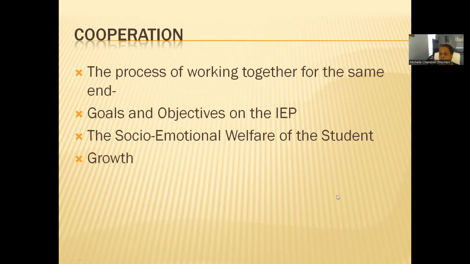And so with cooperation, we're looking at how well we can work together for the good of positive outcomes. And that usually is around making sure that if we have a student who is suspected of having a disability or a student who has a disability, that we are working together to make sure that the appropriate goals and objectives are put in place, and that we work so that those goals and objectives that are on the student's IEP, we're working towards that.